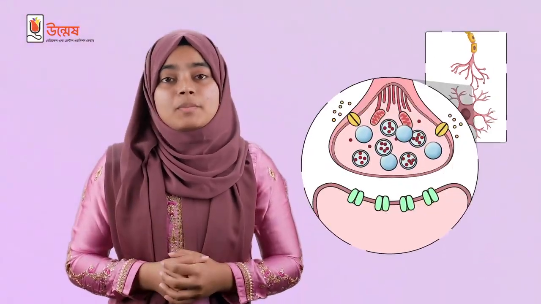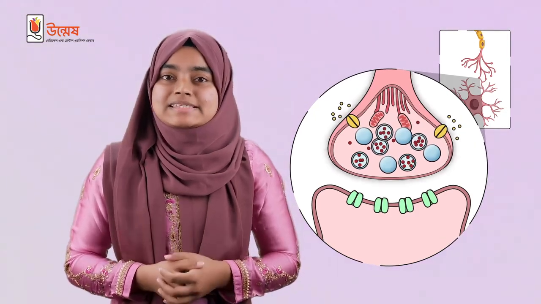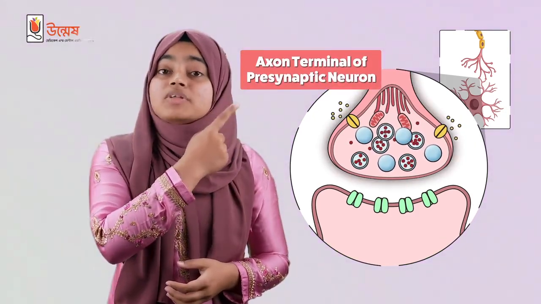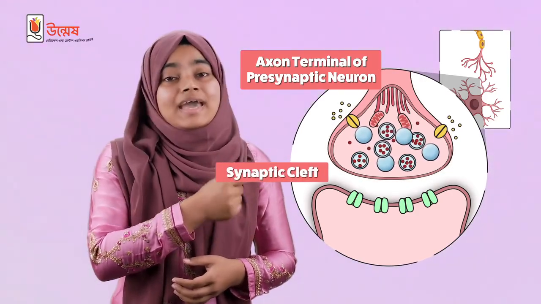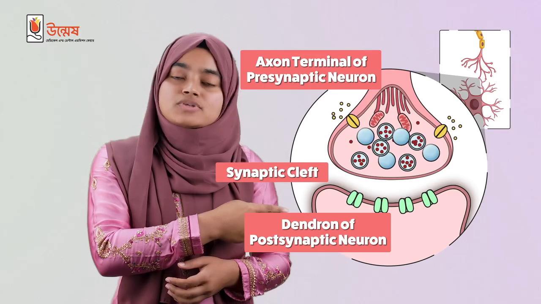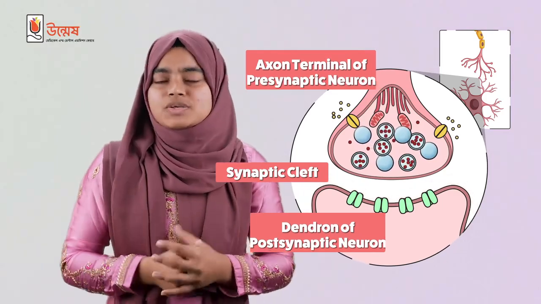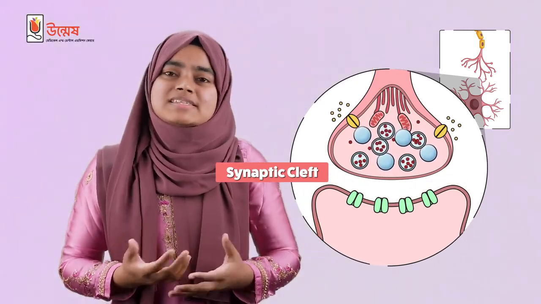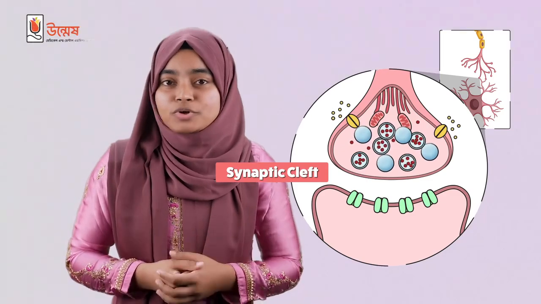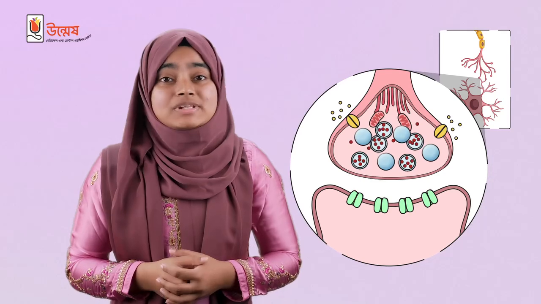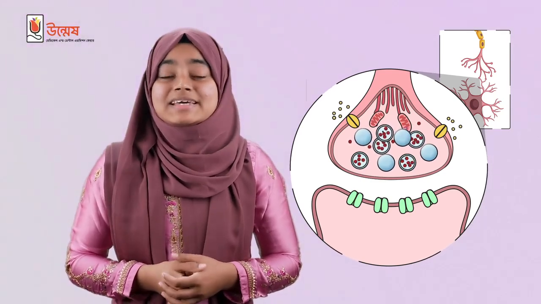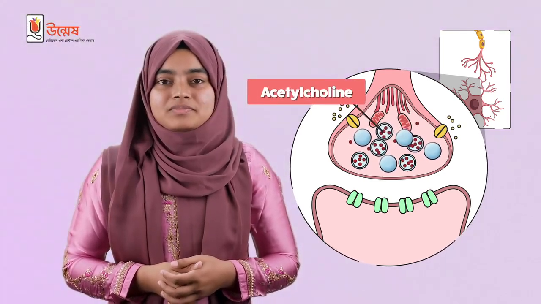Now let's zoom into a part of the synapse. See, this is an axon terminal of the presynaptic neuron. This is the synaptic cleft and this is the dendron of postsynaptic neuron. As you can see, synaptic cleft is nothing but a gap. So action potential cannot directly pass through this gap. Rather, it will take help of a chemical substance that is acetylcholine.